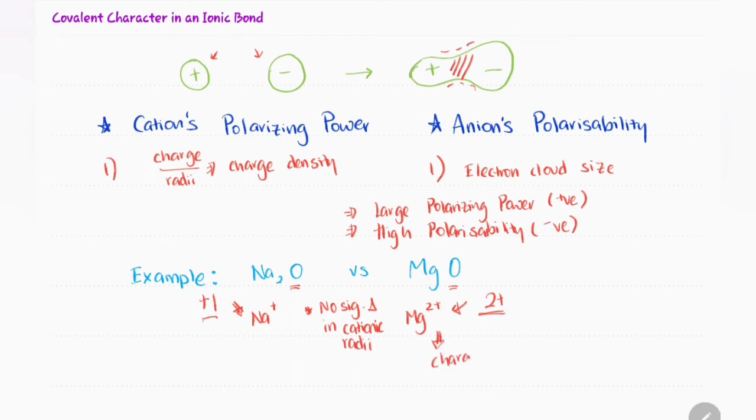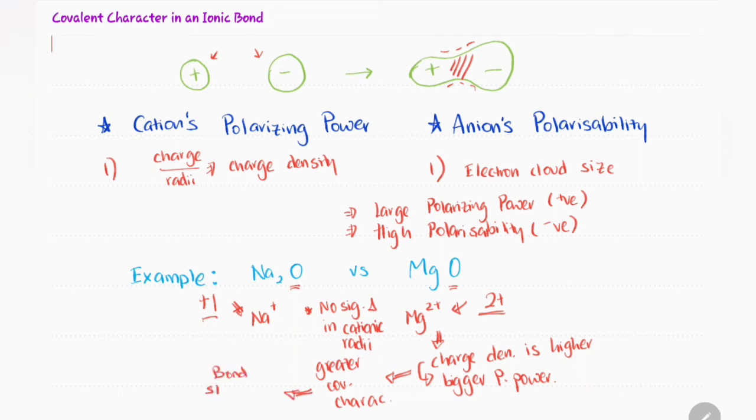So charge density is higher. Alright, so the higher the charge density, the bigger the polarizing power. Bigger polarizing power means greater covalent character. Greater covalent character would mean that it is going to have a less pure ionic bond, and therefore the bond strength is being weakened. So bond strength is lesser, or you can also say weakened.